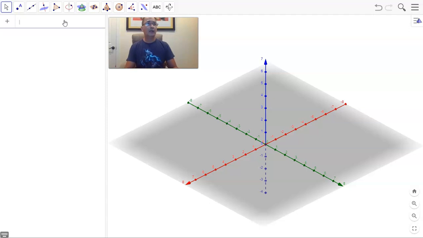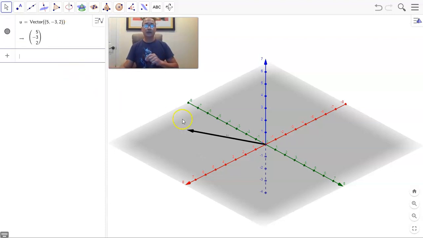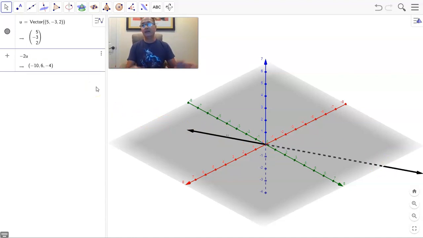So a line is the span of a single vector. So let's make a direction vector. Let's say (5, negative 3, 2). Okay, so there is a direction vector for a line. And of course, the line is made of all scalar multiples of this vector. So we can make, how about negative 2u? Okay, there we go. So that pretty much looks like a line in space already, passing through the origin.